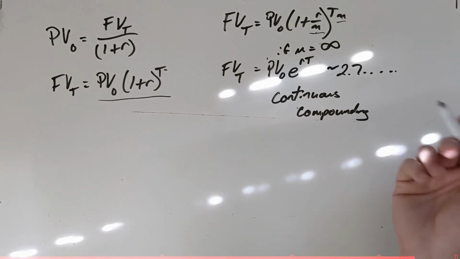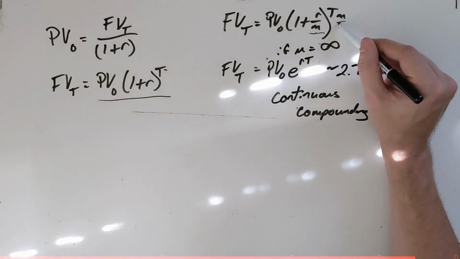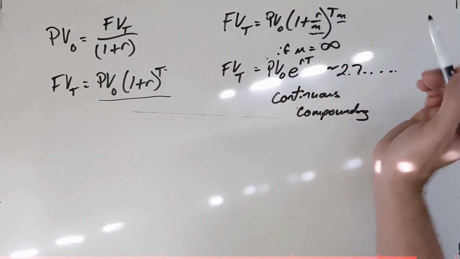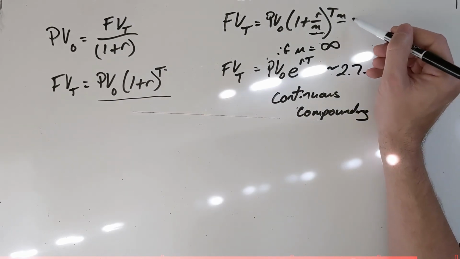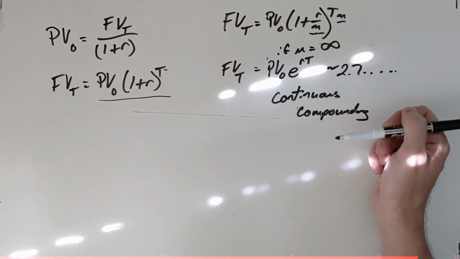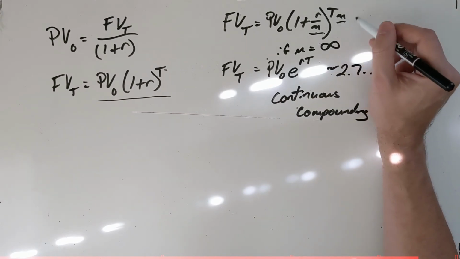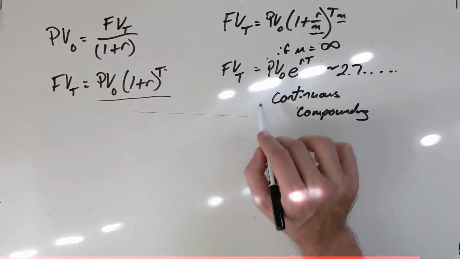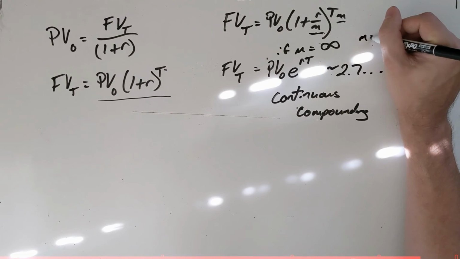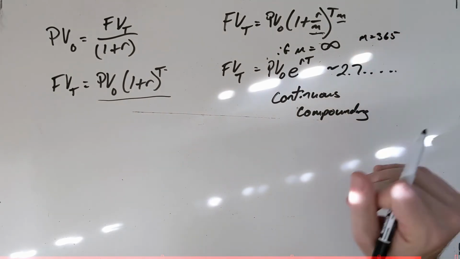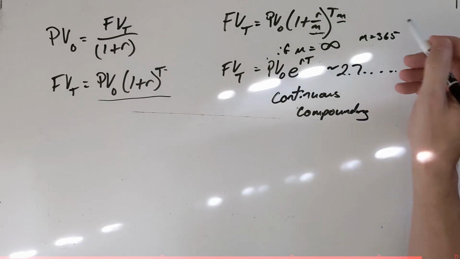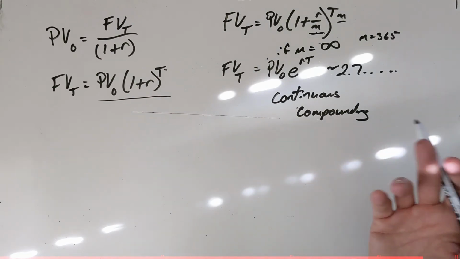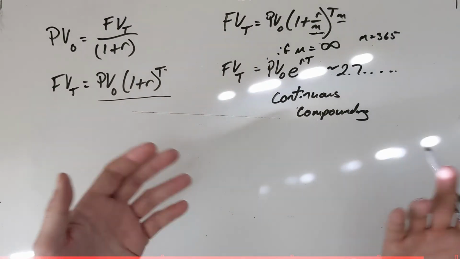Now, in the real world, typically the most frequent compounding that you're going to have to do a discrete calculation, like how big can M be before we just switch to using this formula? Daily. That's kind of the most frequent compounding that you would actually do this formula instead of this formula. And daily would be M equals 365-ish, depending on if it's a leap year. That's pretty much it. Once M gets larger than that, and the reality is it usually doesn't get bigger than that.